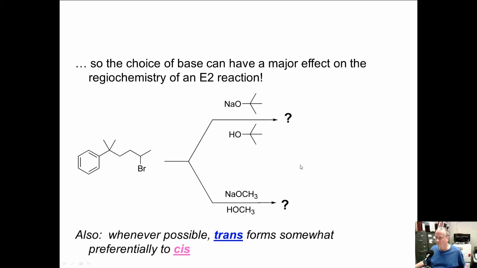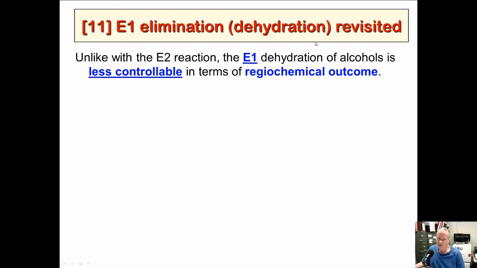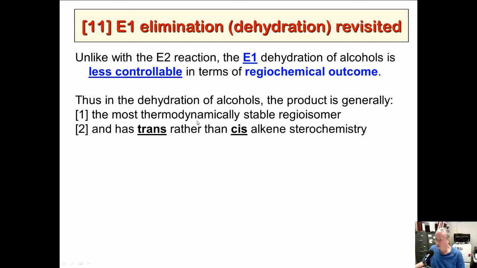Okay, and then E1, dehydration, like with a non-nucleophilic acid, E1 is less controllable in terms of the regiochemical outcome. So it just always makes the most stable alkene. That's easy, right? We like to not have exceptions. So E1 always makes Zaitsev. So in the dehydration of alcohols, the product is generally the most thermodynamically stable regioisomer. And it always would prefer trans versus cis.